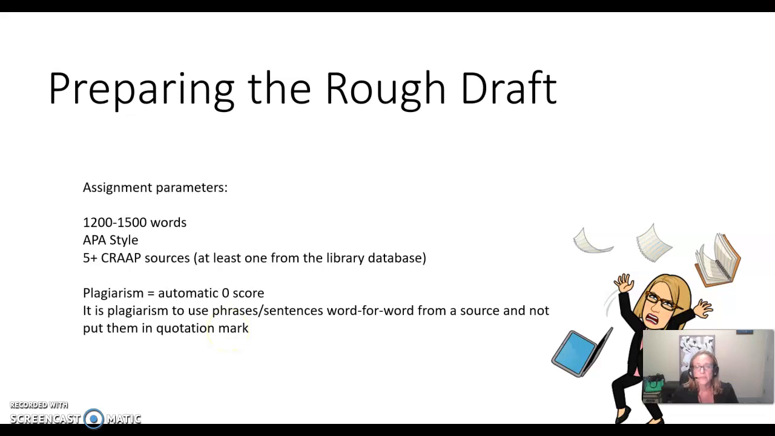If you use phrases or sentences word for word from a source and you don't put them in quotation marks, that's plagiarism, even if you cite them, because the citation just means that you've taken an idea. If you don't put those words in quotation marks, you've stolen the words. You're not giving credit to the author for the actual words. So please be very careful about that. Make sure if you have a phrase or a complete sentence that you are using word for word, just put quotation marks around it.